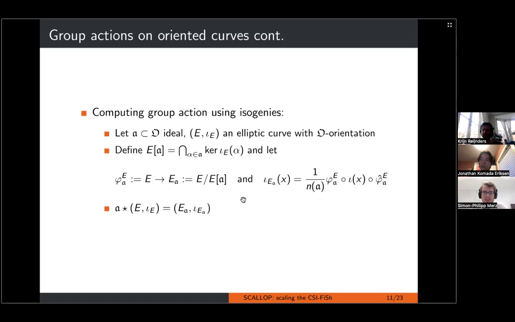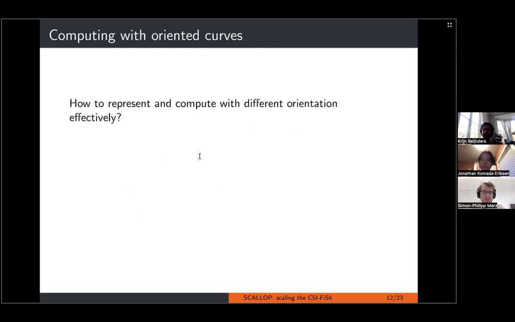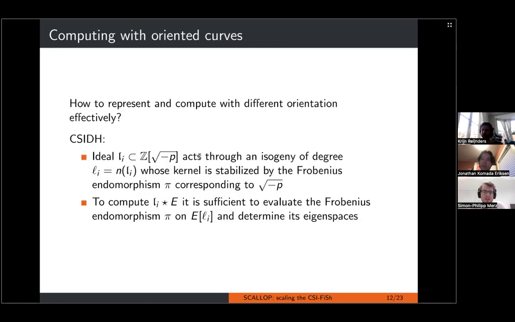So this defines an isogeny action, and if you're worried that this ideal might be quite big, so this intersection is over many elements, well, it's sufficient to just consider this intersection over the generators of your ideal. So this is also what's actually done in CSIDH. So let's look at how we represent or compute with different orientations in CSIDH.